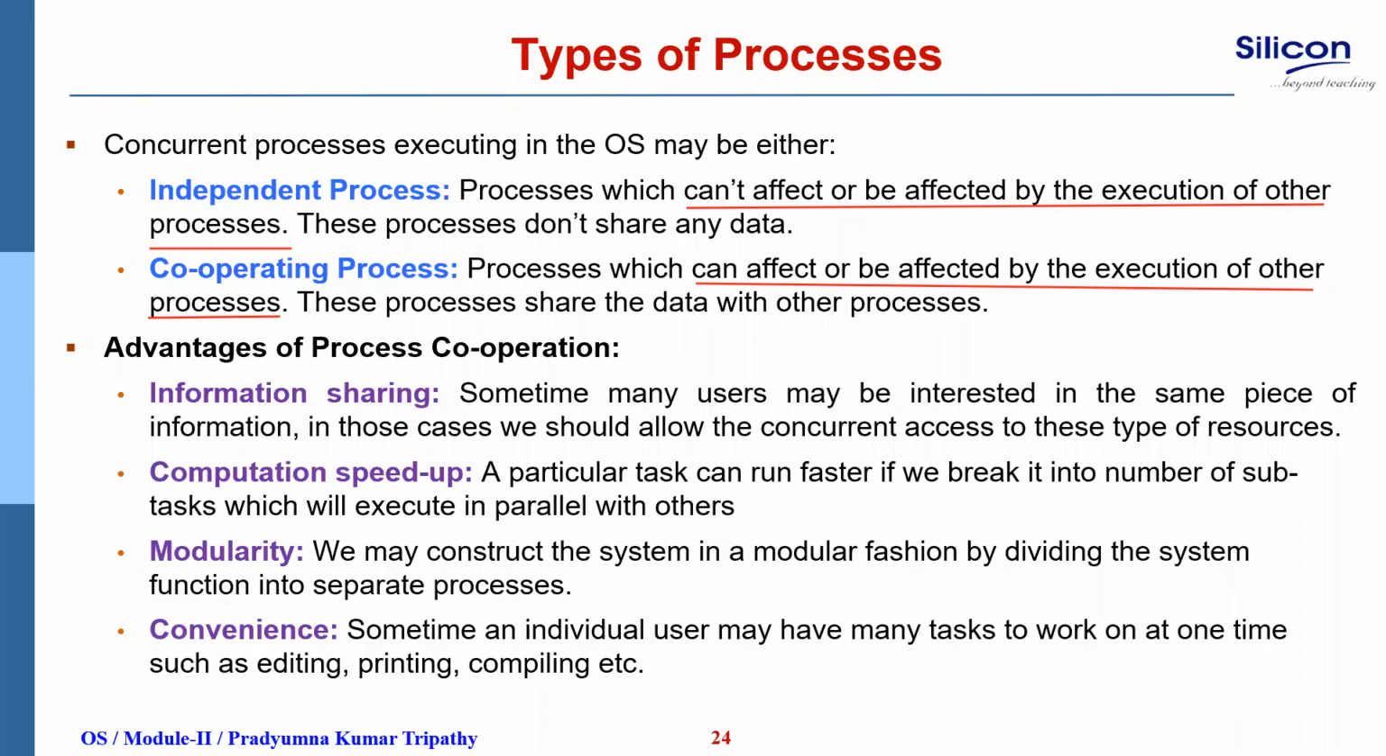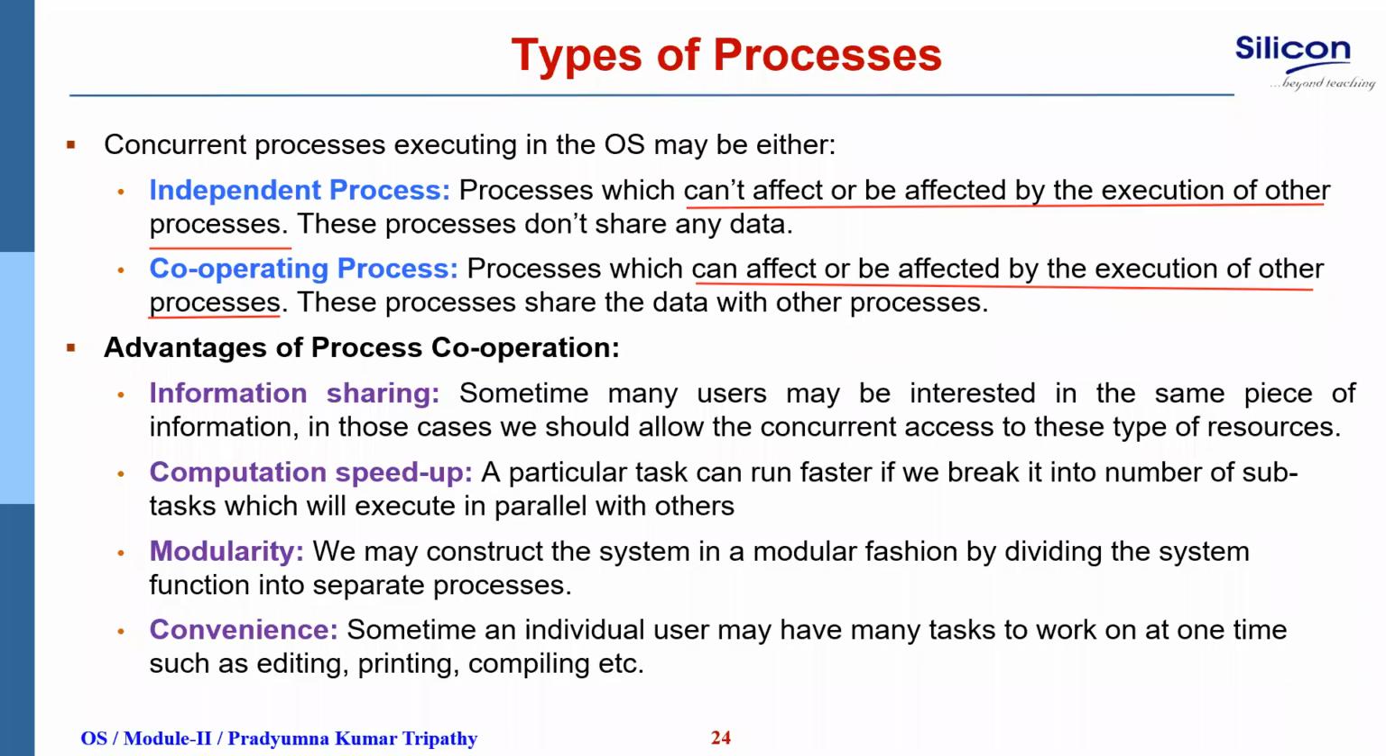Practically, in our operating system, most of the processes are cooperating processes. If it is an independent process, then we don't have to do anything, because they are neither affecting nor being affected. But in practice, many processes are cooperating processes.